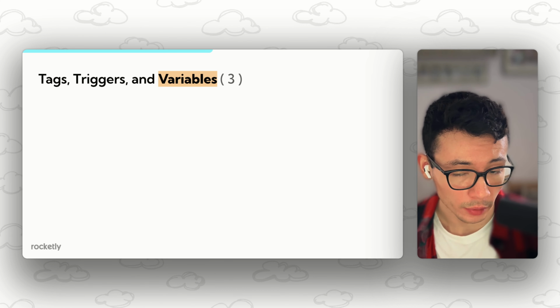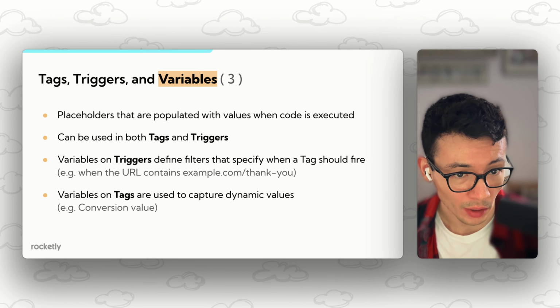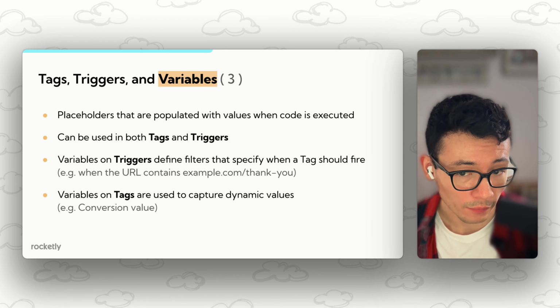Okay, and finally, variables. So variables are placeholders that are populated with values when code is executed. And variables can be used in both tags and triggers.